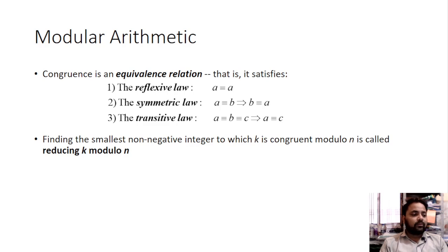In the third point, the transitive law, A is congruent to B and B is congruent to C implies A is congruent to C. Finding the smallest non-negative integer to which K is congruent modulo n is called reducing K modulo n. Revising again, finding the smallest non-negative integer to which K is congruent modulo n is called reducing K modulo n.